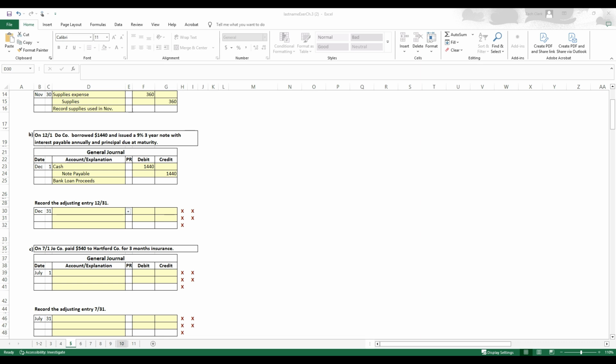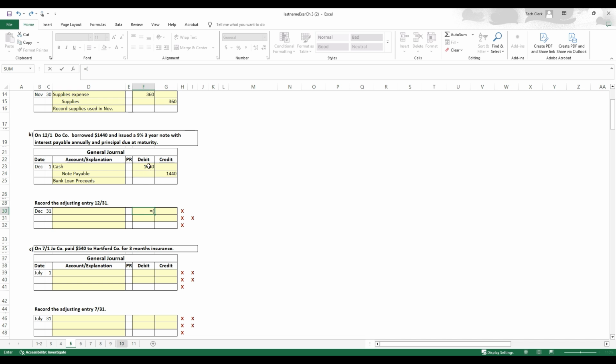It's a 3-year note. Okay, so let's divide that by 12 to get $10.80 per month, right? So interest expense per year is $129.60, taking 1440 times 9%, and then divide that amount by 12 to get monthly, and that gets us $10.80.